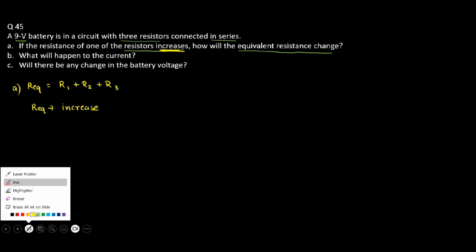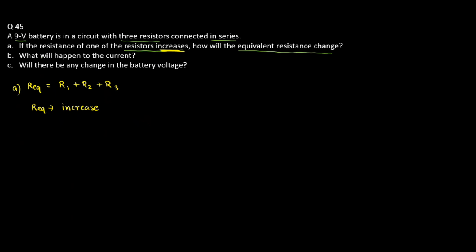Part B of the question is asking you, what will happen to the current? Now current is inversely proportional to resistance. If my resistance increases, current will decrease since it is inversely proportional. So when I increase one of the resistances, my equivalent resistance increases. And since current is inversely proportional to resistance, if my equivalent resistance increases, current will decrease.